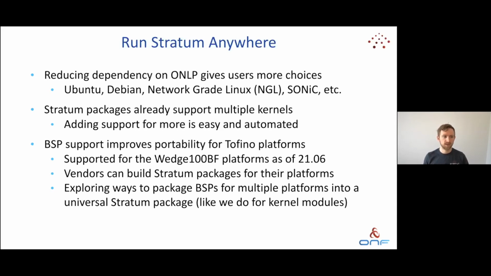We also see BSP as a major step forward in terms of improving portability because it gives us access to peripherals, as Max was mentioning, without necessarily needing the ONLP library. So we have support for the Wedge 100 series platforms in the 21.06 Stratum packages. Vendors who want to build Stratum packages for their platform can include the BSP now. And we're currently exploring ways with the community to package multiple BSPs into the same universal Stratum package that we release on GitHub and Docker Hub, just like we do for multiple kernel modules.